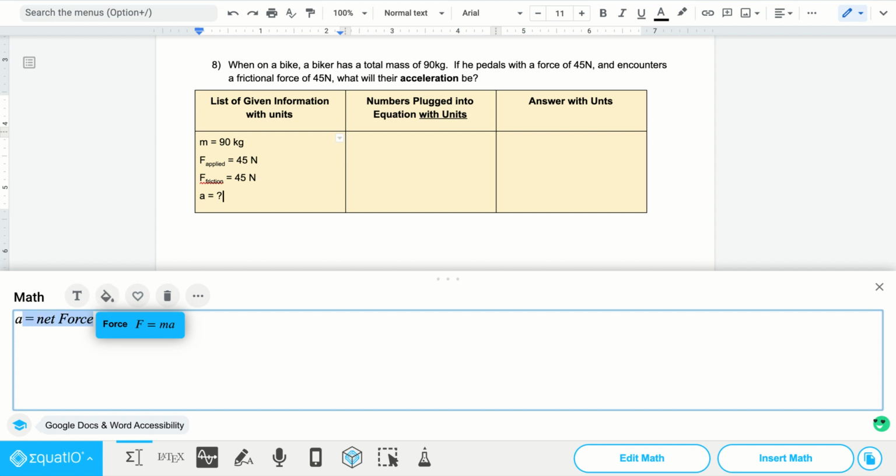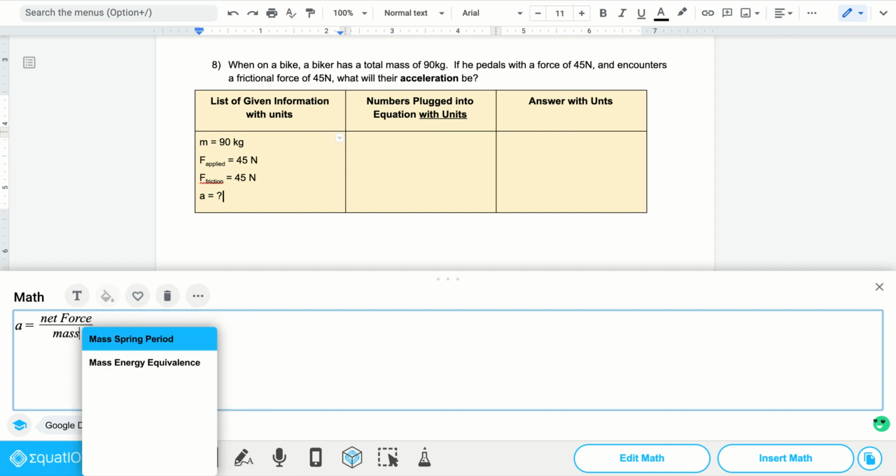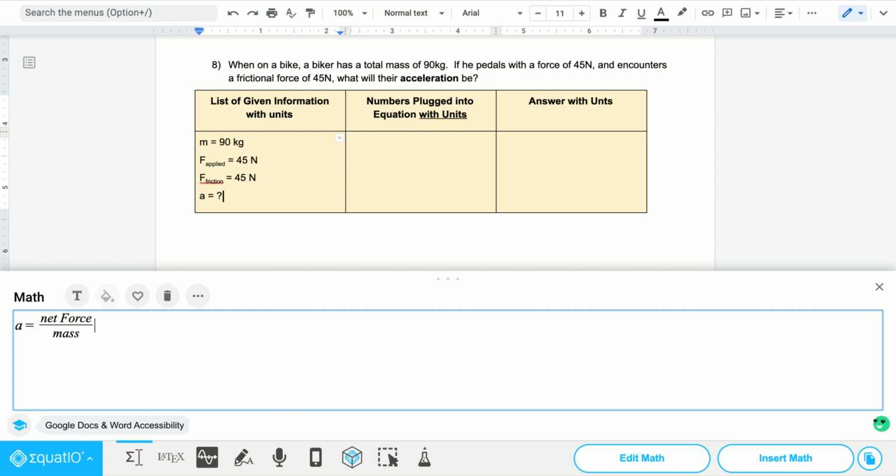Okay. Now, in order to find acceleration, remember, acceleration is equal to the net force divided by mass. And the net force is not given, but we are given the applied force and the frictional force. These two are in opposite directions. So the biker is pushing the bike forward and friction is slowing it down. So that means that the net force will be 45 newtons of applied force minus 45 newtons of frictional force acting in the other direction. And then we will divide that by the mass, which is 90 kilograms.